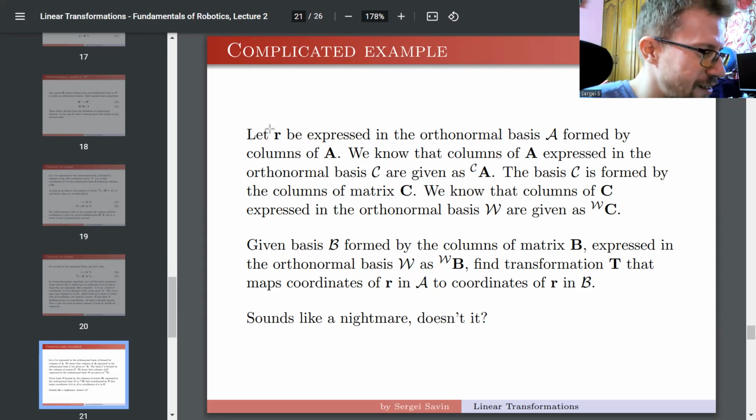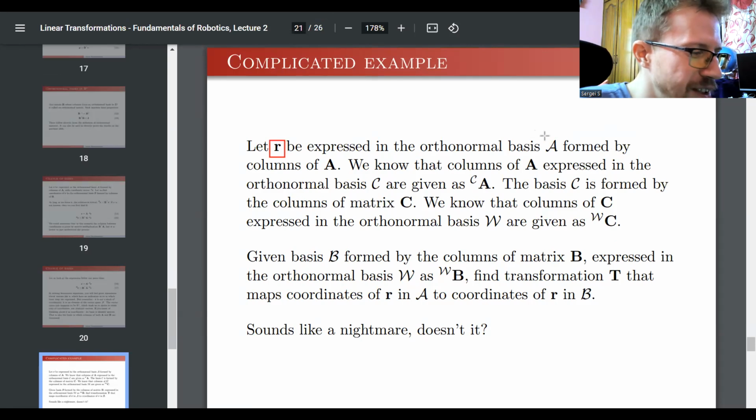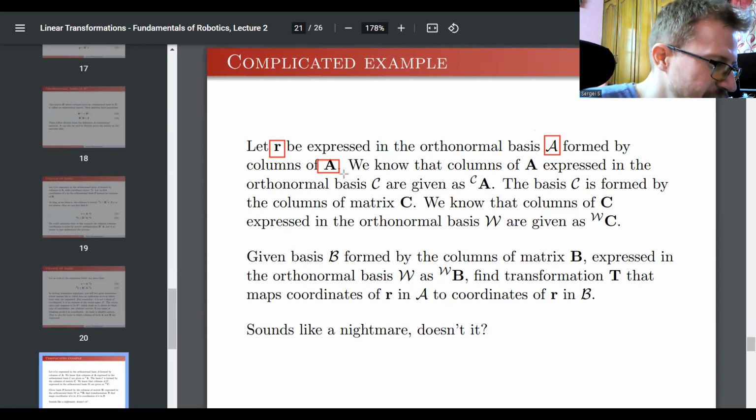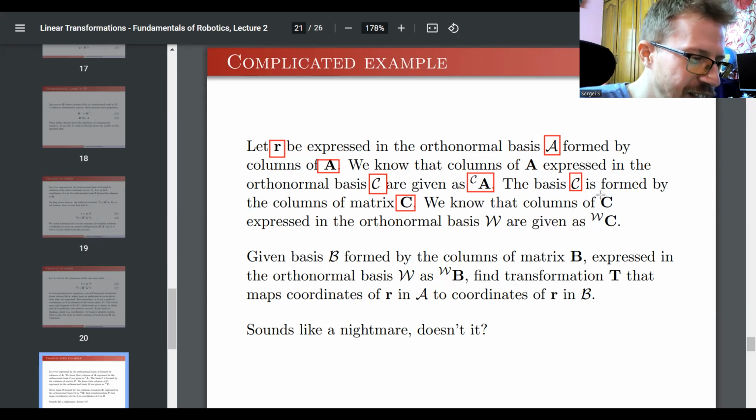So we have R expressed in orthonormal basis A, formed by columns of A. We know columns of A as expressed in a different basis C. And those columns in C are expressed as A subscript C. The basis C in turn is formed by columns of matrix C. We know that columns of matrix C are expressed in orthonormal basis omega and are given as omega C. Now, this already probably sounds like a nightmare, but that is typical forward robot kinematics. You have one basis expressed in terms of a second basis, in terms of a third basis.